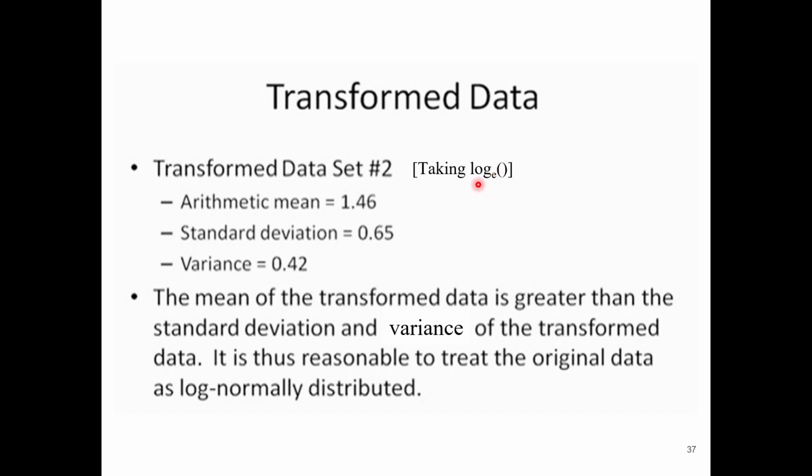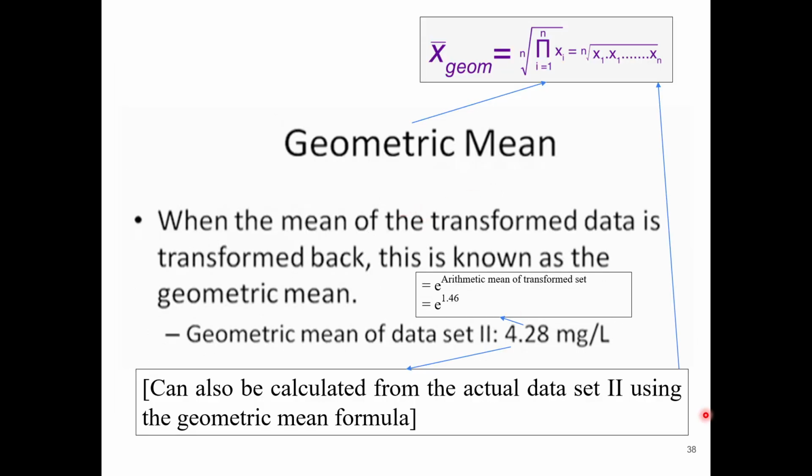If the base of the log is 10, then the value of x will be 10 to the power of the right-hand value. Similarly, if the base is 20, x is 20 to the power of the right-hand value, and if it is 30, x will be 30 to the power of the right-hand value. Similarly, this is the arithmetic mean of log e x, so the arithmetic mean of x, the actual data set, will be nothing but e to the power 1.46. That is what has been done.